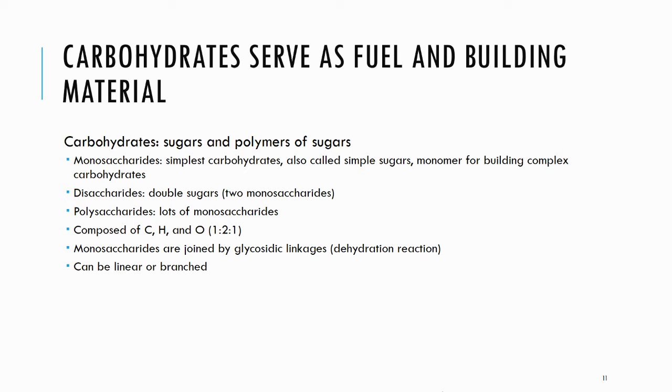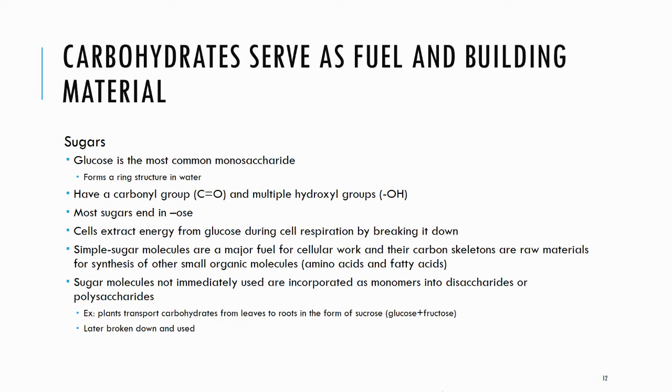Monosaccharides are joined by glycosidic linkages, which is a type of dehydration reaction. And structurally, they can either be linear or branched, depending on the type of sugar it is. Glucose is the most common monosaccharide and is one that can function on its own without being connected to anything else. In water, it forms a ring structure, so that's how we find it in living things. They have a carbonyl group and multiple hydroxyl groups. You will see that most sugars end in the 3 letters OSE, but that is not always the case.